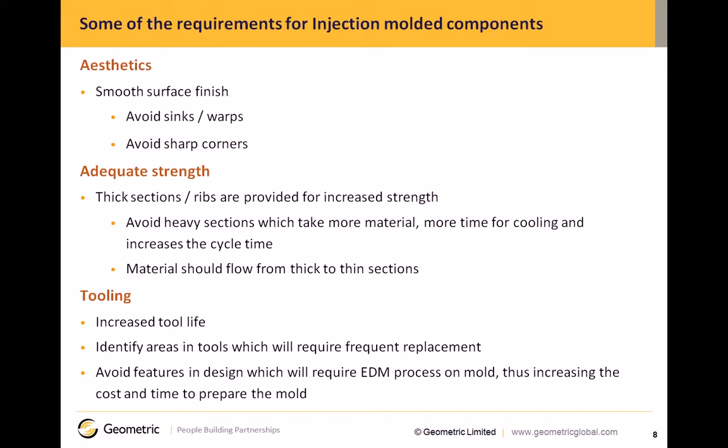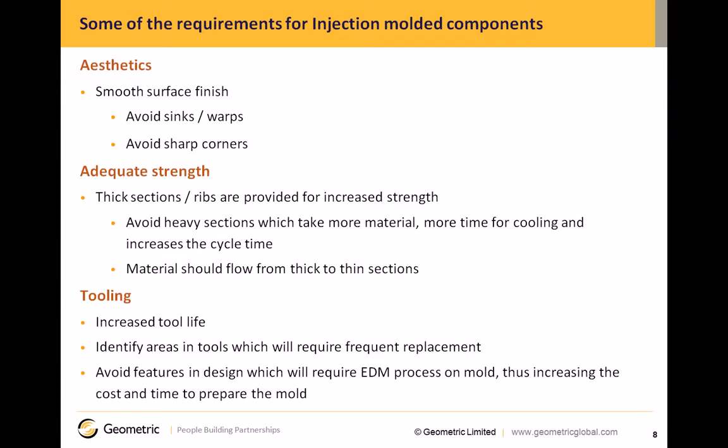Now if we concentrate on the injection molded components or plastics in general, what are the kind of requirements which a plastic product or injection molded product will have? First of all, aesthetics are very important. It is crucial that the product has a smooth surface finish. Sinks and warps and sharp corners need to be avoided. This is primarily because many plastic products get used as consumer goods, as casings, as toys. So ensuring that your products are free of such defects is very important.